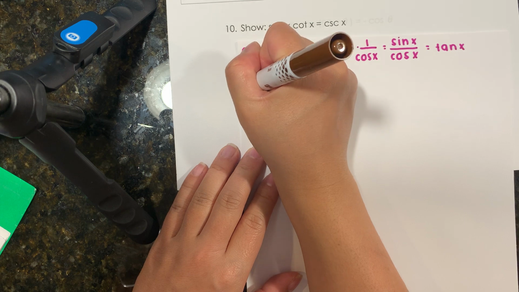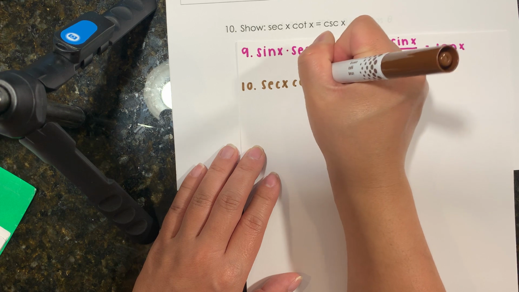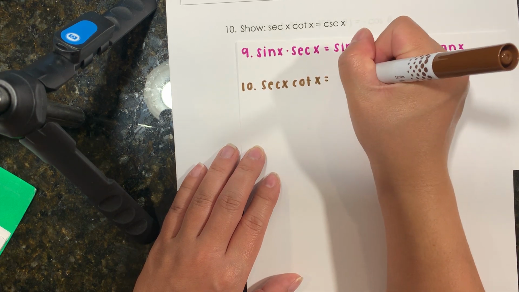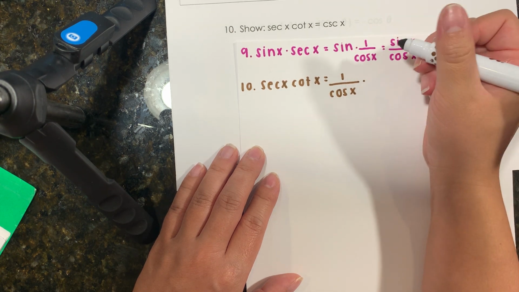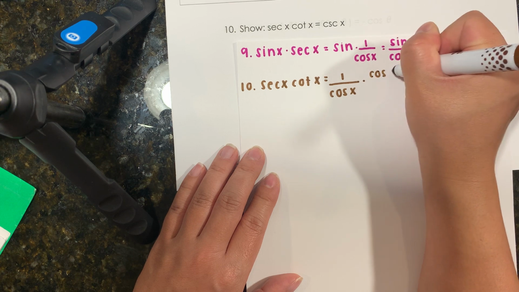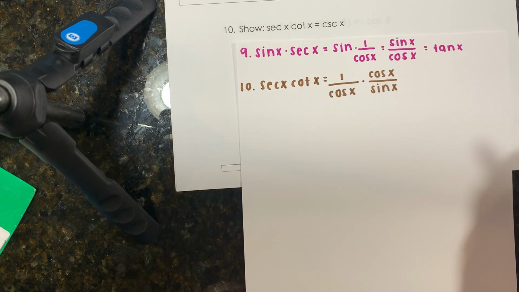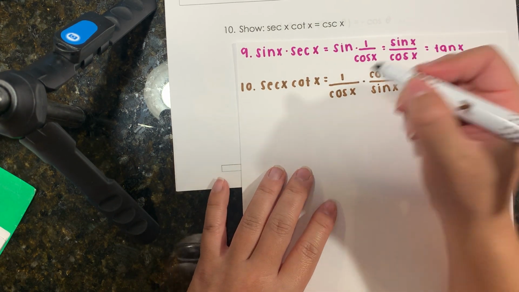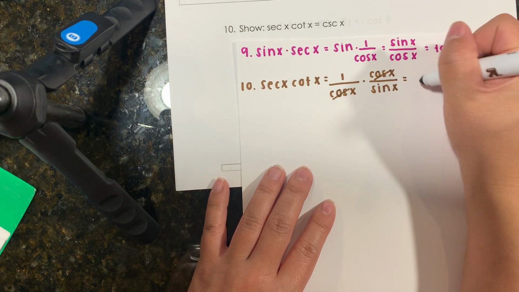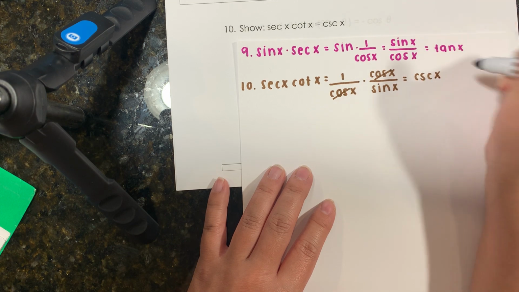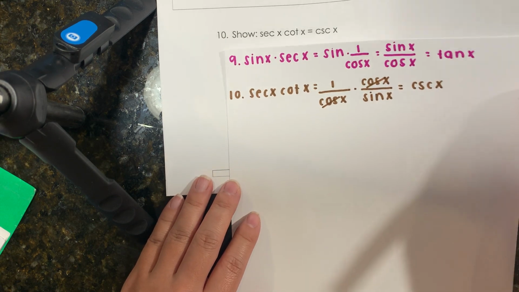Okay, so for number 10, I'm going to start with the left. So secant x cotangent x is going to be equal to secant is the inverse of cosine, so 1 over cosine x. Cotangent would be cosine x over sine x, because tangent x is sine over cosine, cotangent's the inverse. You should see that the cosines cancel, so you're left with 1 over sine x, and that's equal to cosecant x. So the left does equal the right after some manipulation.